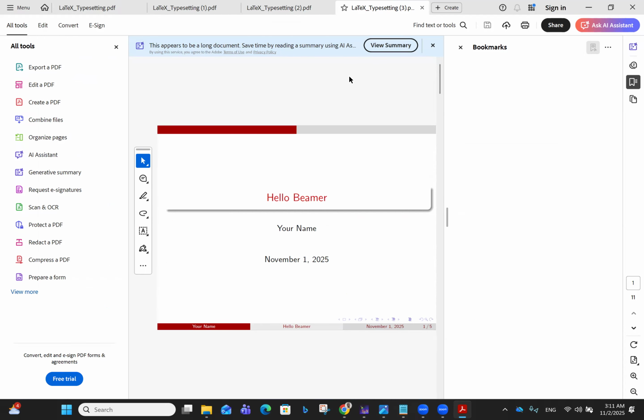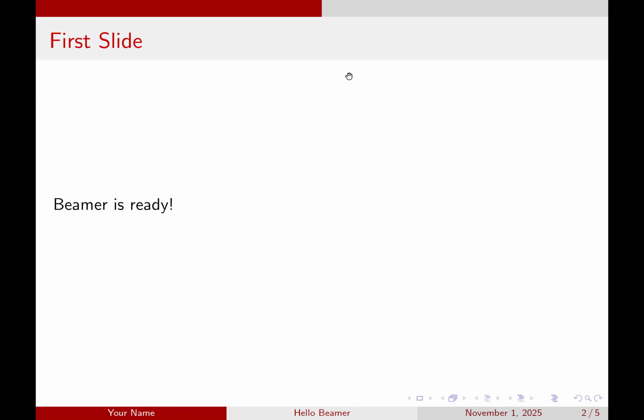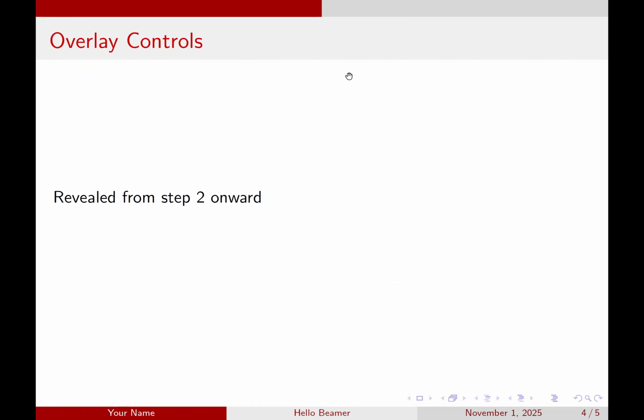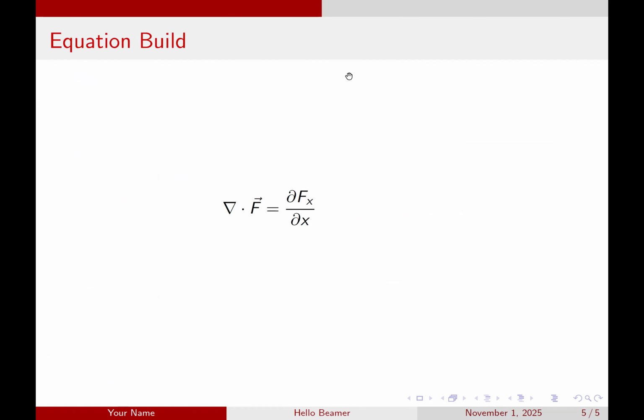So I expand to full screen. First point, second point, third point, and show only step 1. Review from step 2 onward appears, and step 3 still takes place if desired. So equation build now. You see, we are showing this grad dot f bar.